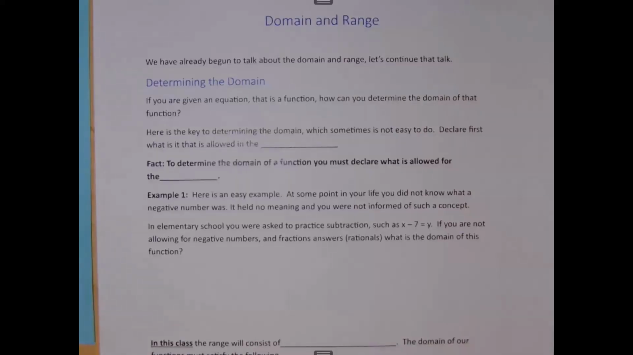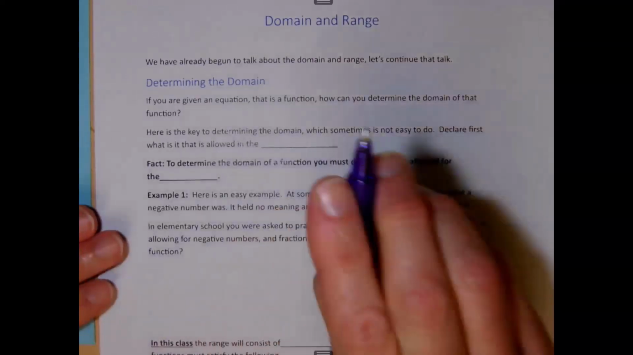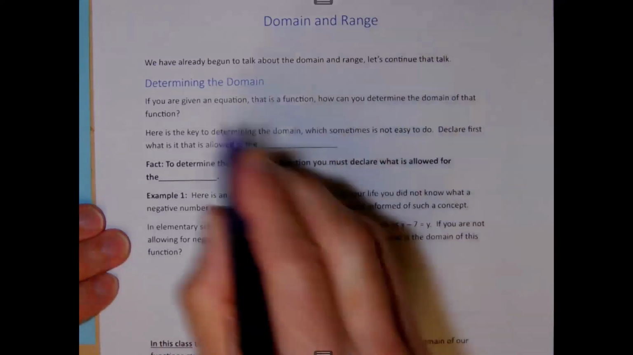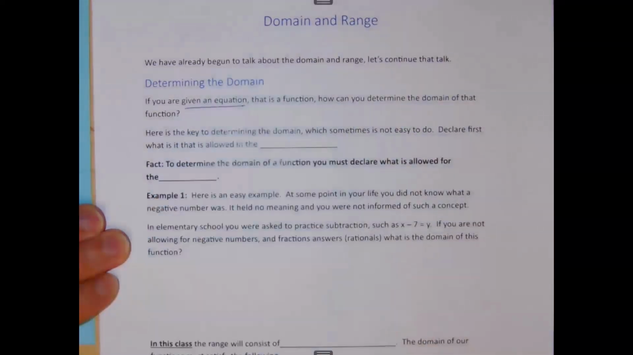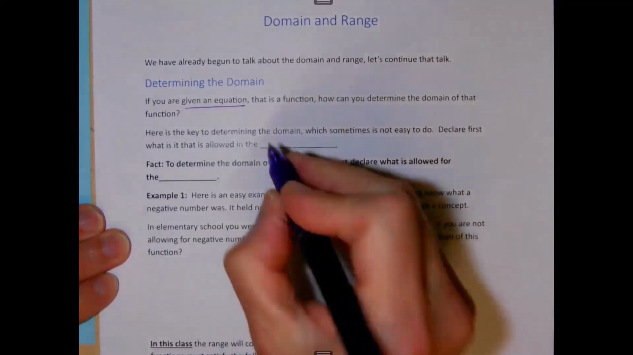We're going to continue our talk about domain and range. And what we want to do here is determining the domain given an equation. So that's going to be our goal. Here's the key to determining the domain, which sometimes is not easy to do. Declare first what is allowed in the range.